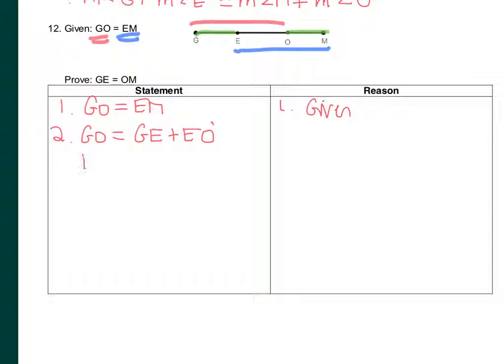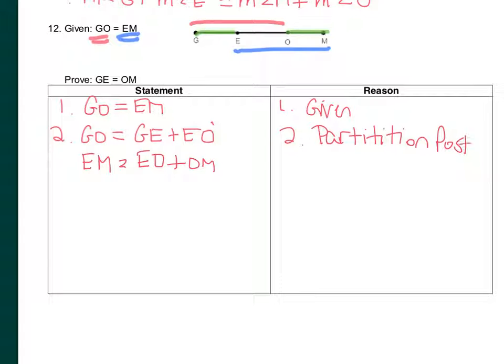EM is equal to EO plus OM. And what is that? When you talk about a whole equaling the sum of its parts, partition postulate. Trying to be as neat as I can here. There we go.